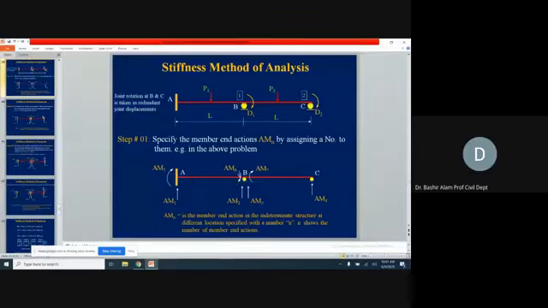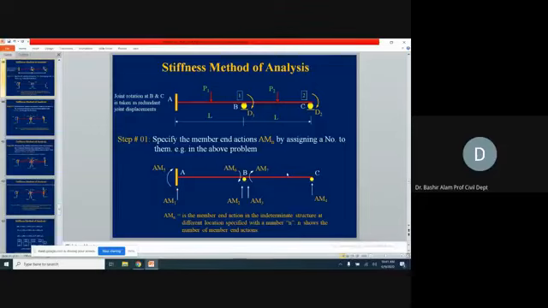Now somebody can ask: if the moment to the left of B is known, then to the right it is going to be the same moment, so you don't do it. If you don't have time, you don't go for it, because if the moment to the left of B is known, to the right it will be the same magnitude but in the opposite direction, and they will be balancing each other. So you can avoid such redundant calculations.